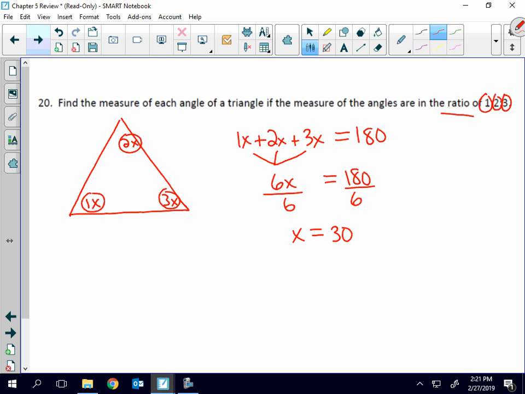So now it does say find the measure of each angle. So this angle in the bottom corner where it's just 1x, well, 1x is 30. The top angle, 2x, is 2 times 30, which is 60. I'm going to put a box around these because these are my answers. And the third angle down here, this 3x, is going to be 3 times 30, which is 90. So those are my 3 answers there.